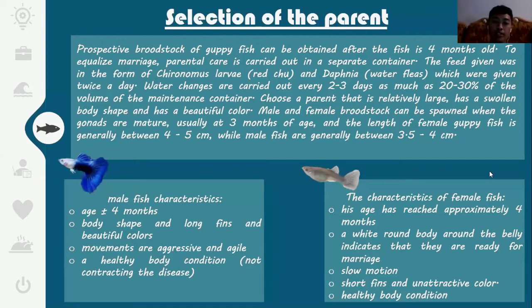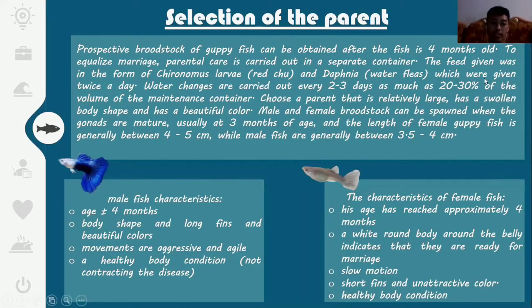Choose the parent that is relatively large, has a swollen body shape, and has a beautiful color. Male and female broodstock can be spawned when the gonads are mature, usually at 3 months of age, and the length of female guppy fish is generally between 4 and 5 centimeters, while male fish are generally between 3.5 and 4 centimeters.